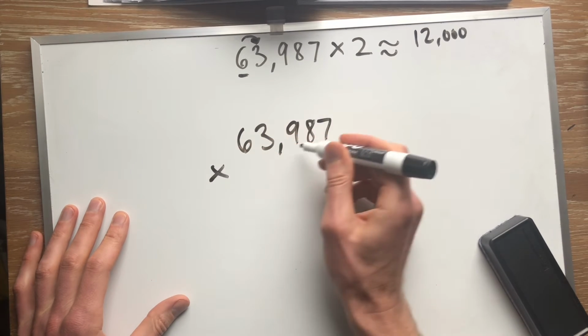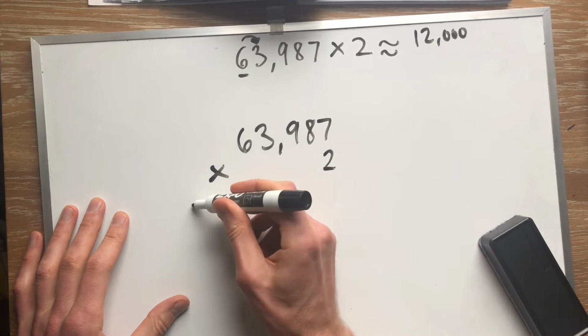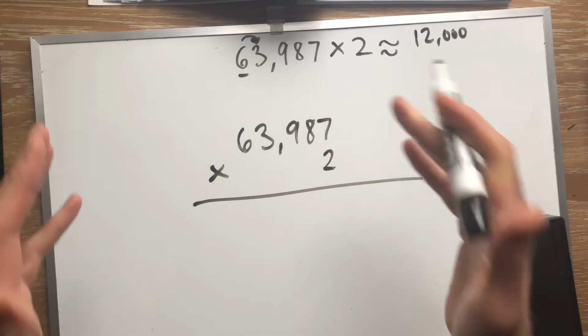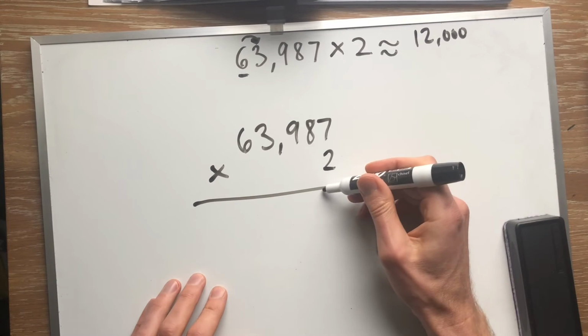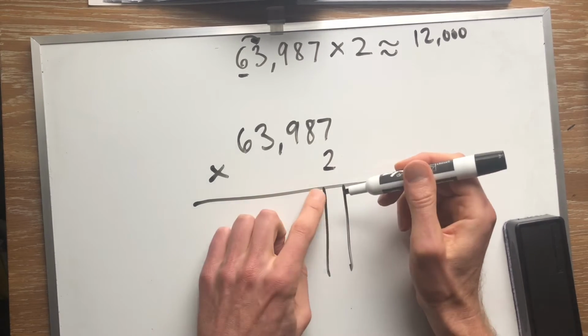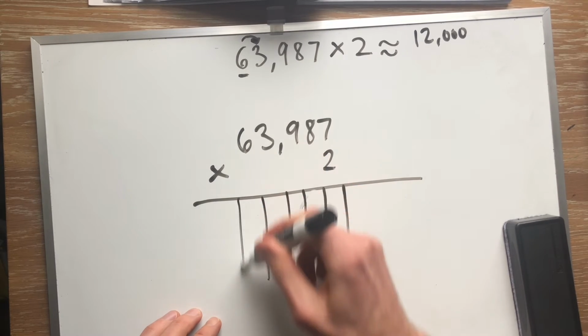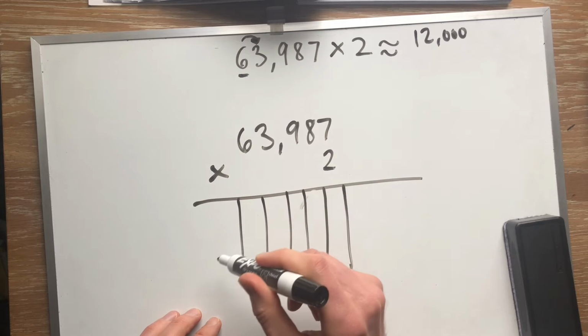63,987 times 2. So 2's in the 1 spot, right? And now the super important part is right here. Give yourself a little avenue for the 1s, for the 10s, the 100s, the 1000s, the 10,000s. We might even go into the 100,000s. We'll see.